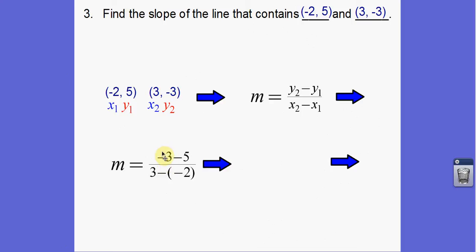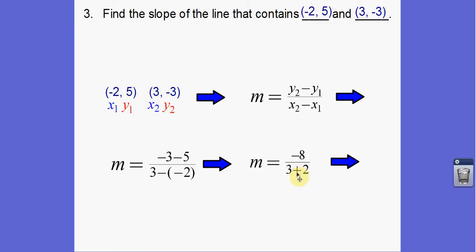Y sub 2 is negative 3. The formula says subtract. Y sub 1 is 5. X sub 2 is positive 3. Formula says subtract. X sub 1 is negative 2. So I put it in parentheses. Okay? And I have to remember that a negative followed by another negative is plus.